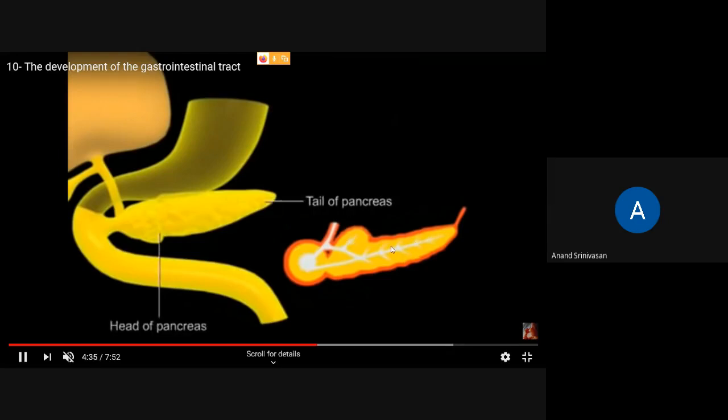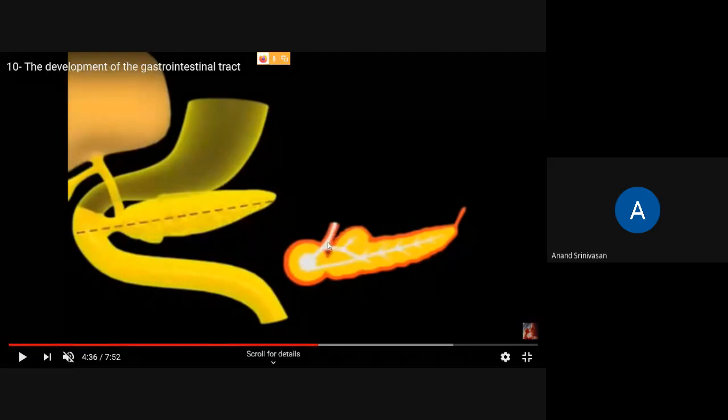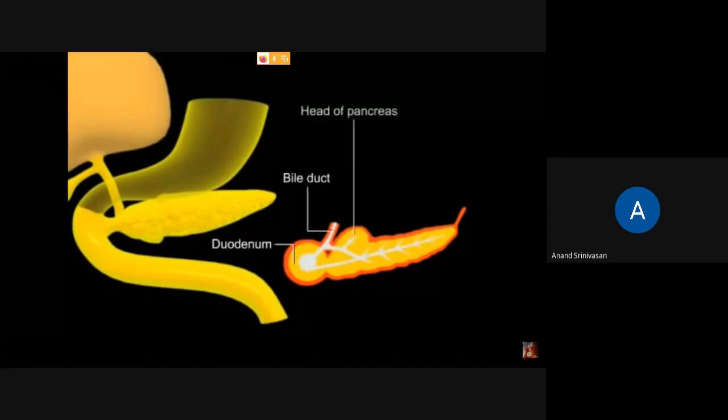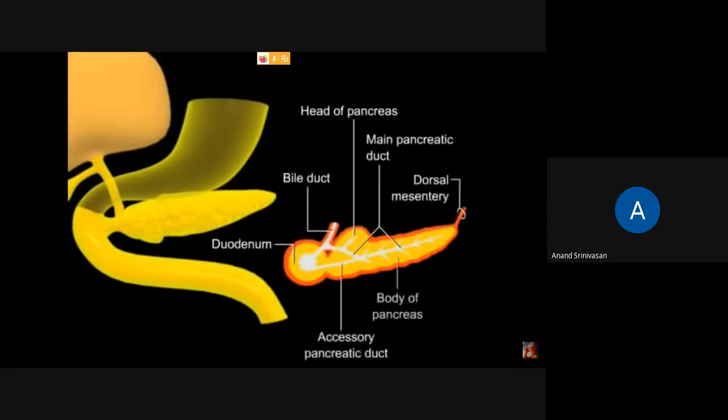Now here you can see the dorsal pancreatic duct secretions are joined with the ventral pancreatic duct secretions, and this combines with the common bile duct, and then they open into the major duodenal papilla. Of course, they are at different levels, but in this animation, they are just showing it at the same level. Thereby forming the main pancreatic duct and accessory pancreatic duct.